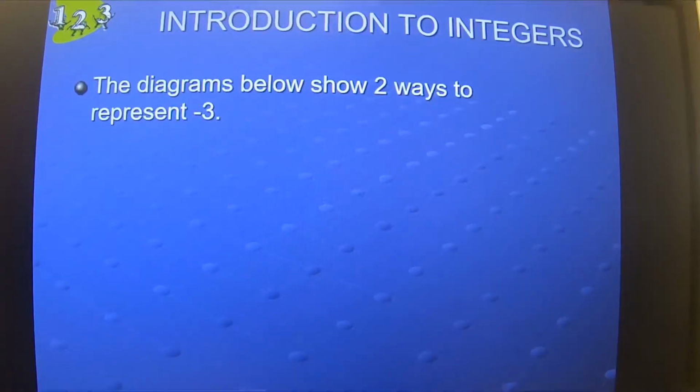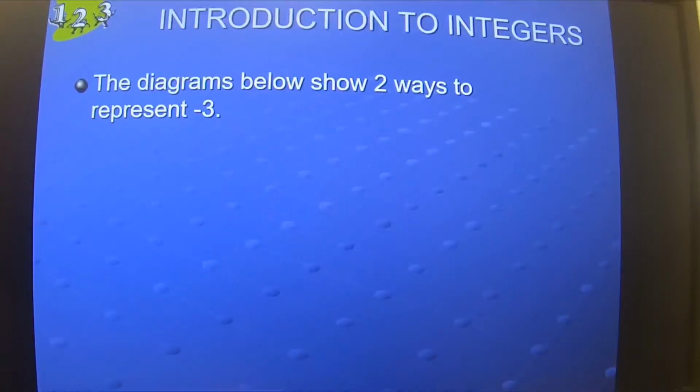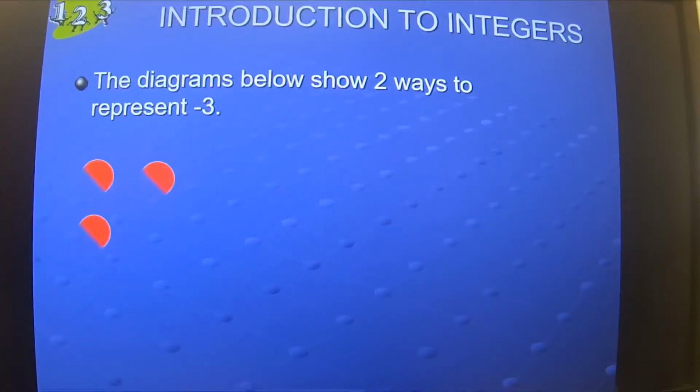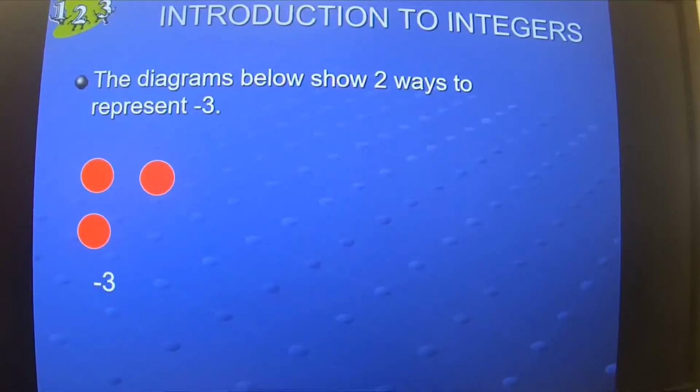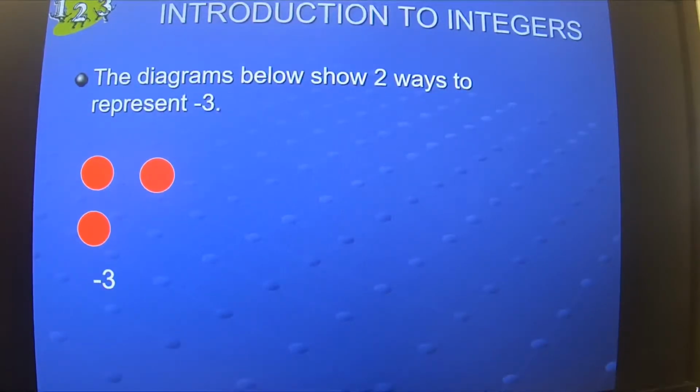Now, the diagram below shows two different ways to represent the number 3. So we can show a number using integer tiles or chips in many different ways. So for example, here's the number negative 3. We have 3 negative chips. Therefore, this is negative 3.